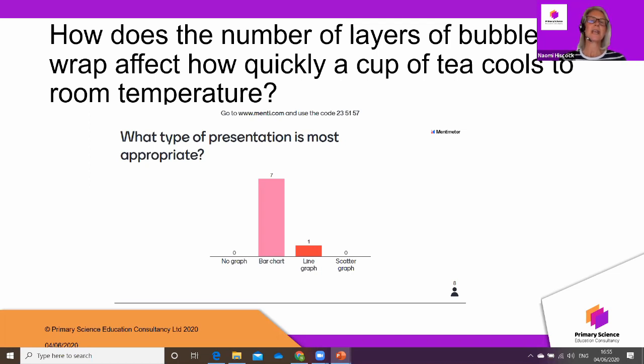It's difficult to get half a layer of bubble wrap. It's not going to be bubble wrap anymore. It's just going to be one layer of plastic. So we've got discrete numbers there that we're changing, and we do have a measurement. So it would be a bar chart.